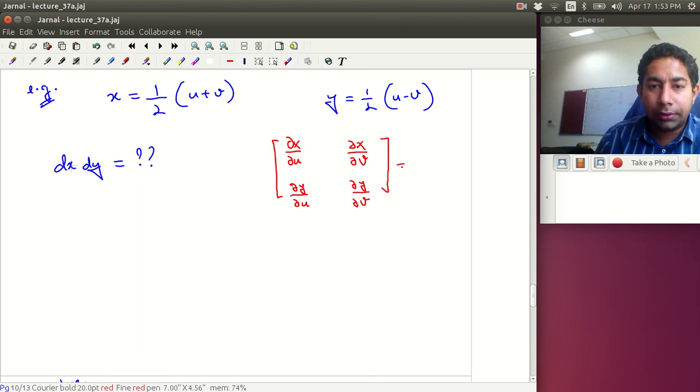Okay, we can easily calculate this for this given x and y. So del x del u is 1/2, del x del v is 1/2, del y del u is 1/2, and del y del v is minus 1/2. Actually, sorry, del x del v should be positive 1/2.